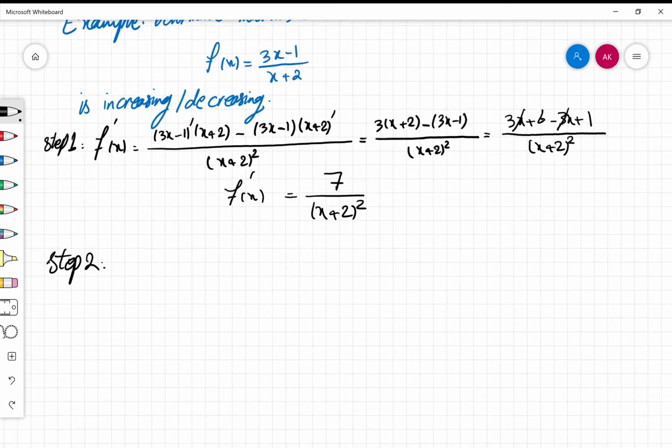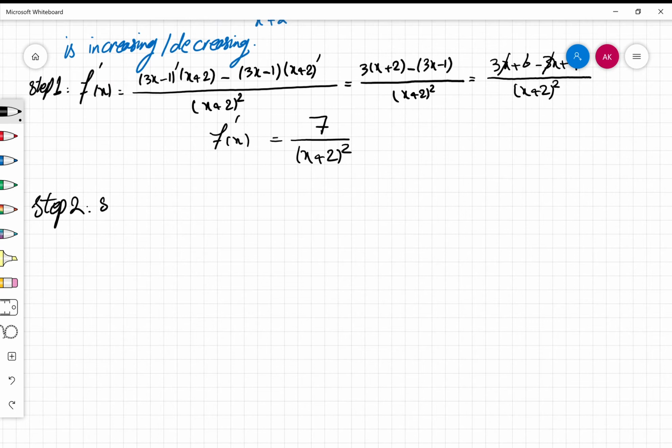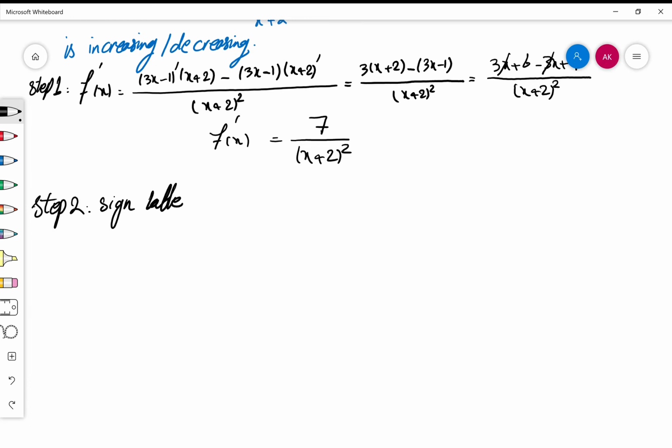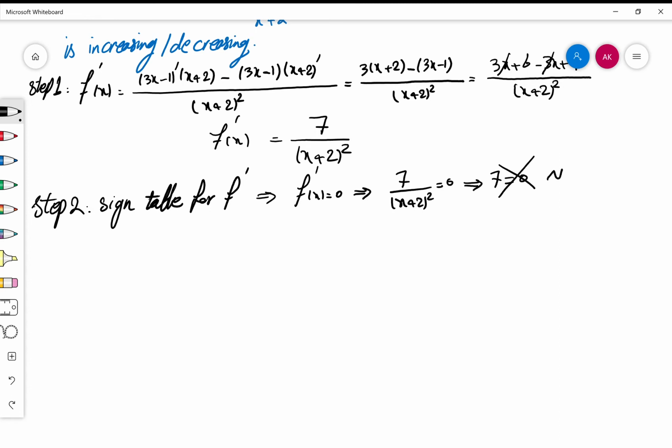Now we have to find the sign table for f prime. For that, we first set f prime equal to 0. Well, here 7 over (x + 2) squared equals 0. A fraction, or a quotient, is 0 if and only if the numerator is 0, but here this cannot be true. 7 never equals 0. So f prime has no roots.